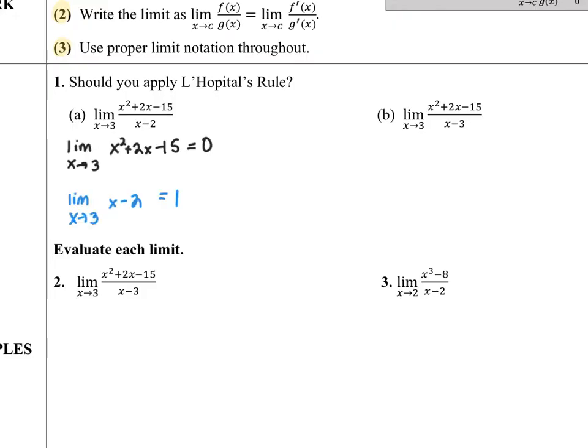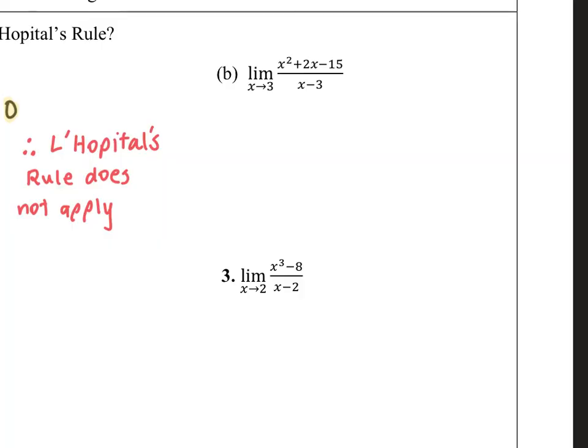My limit statements would look like this, and notice I did not get 0 over 0. I got a 0 for the numerator and a 1 for the denominator, which means L'Hopital's rule cannot be applied in A. When I go to part B, I'm going to start the same way. I'm going to do 2 separate limit statements. And here I do get a 0 in the numerator and a 0 in the denominator, which means L'Hopital's rule is going to apply for part B.